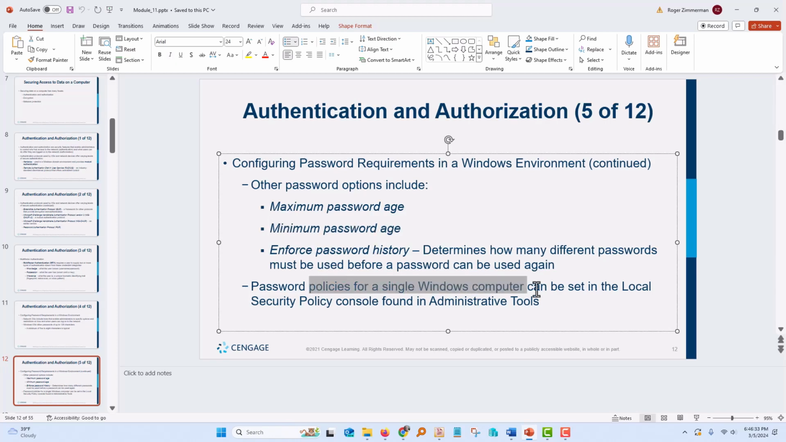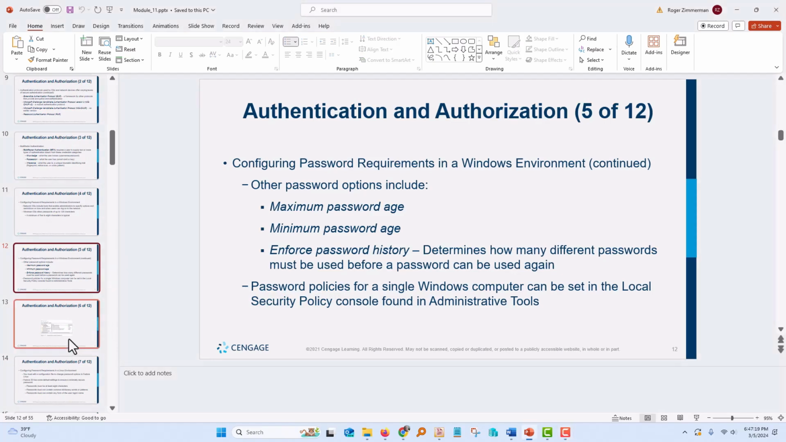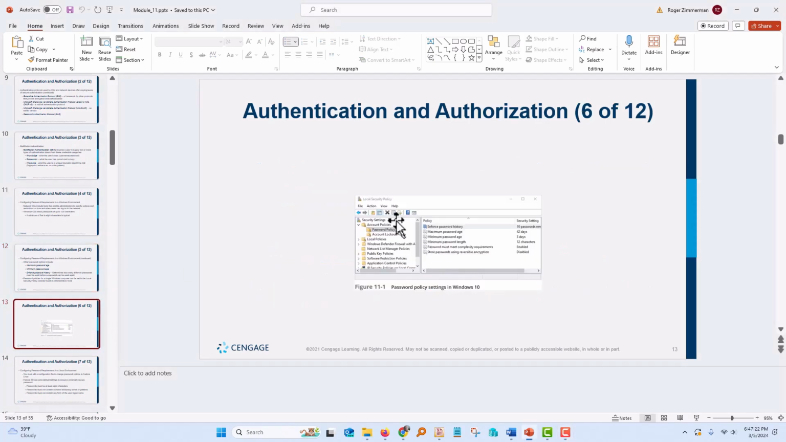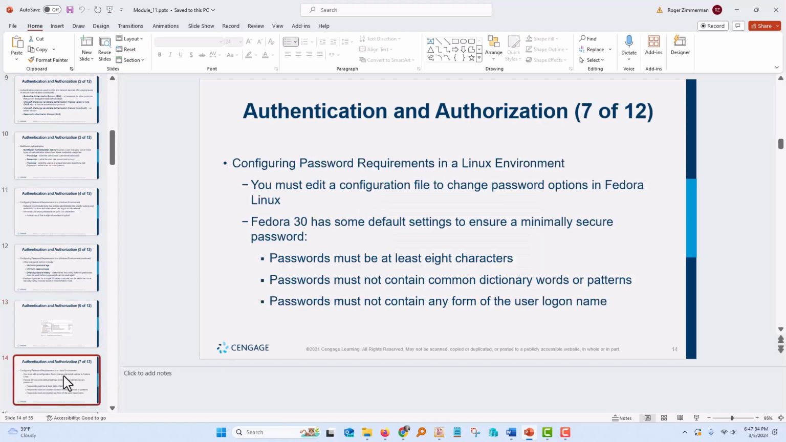You can change the password policies for a local computer in the local security policy console. You can change it on a server using group policy. Here on the next slide, you see just a screenshot of that. Here in security settings, account policies, enforce password history, maximum password age, minimum password age. Those are the most important settings here.